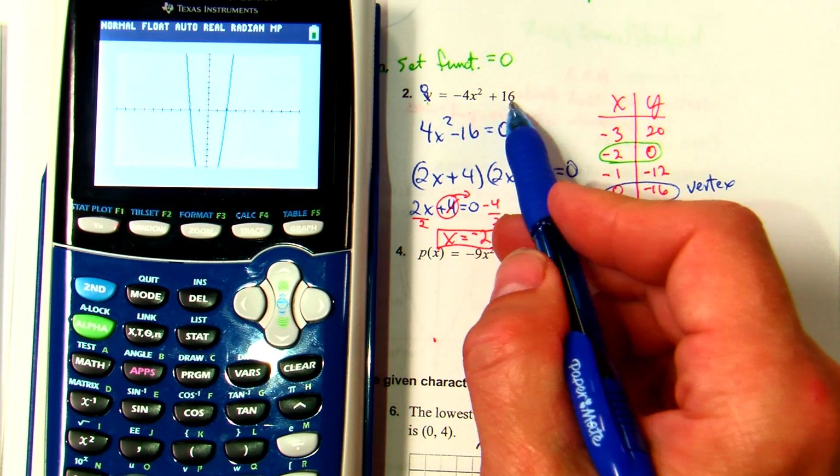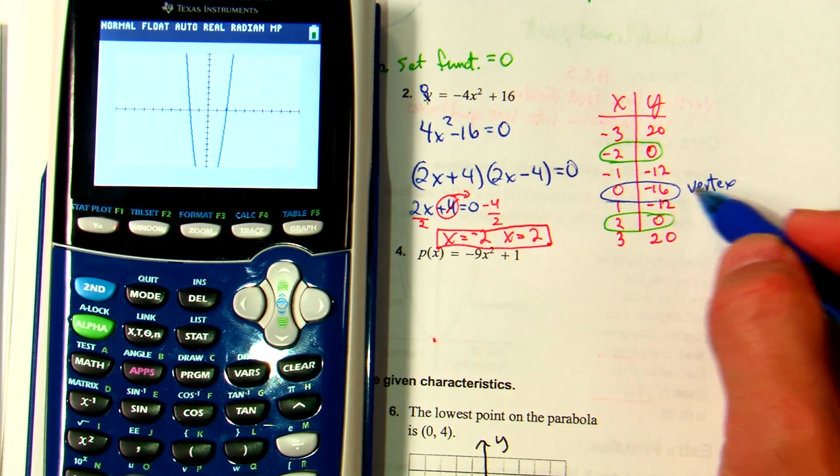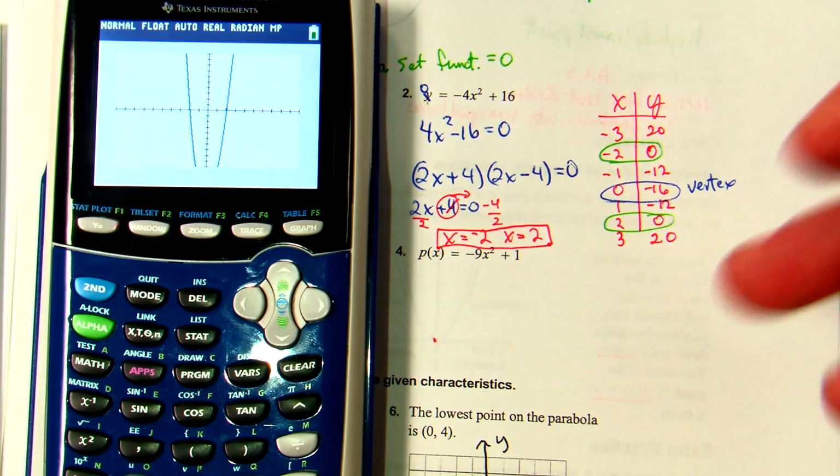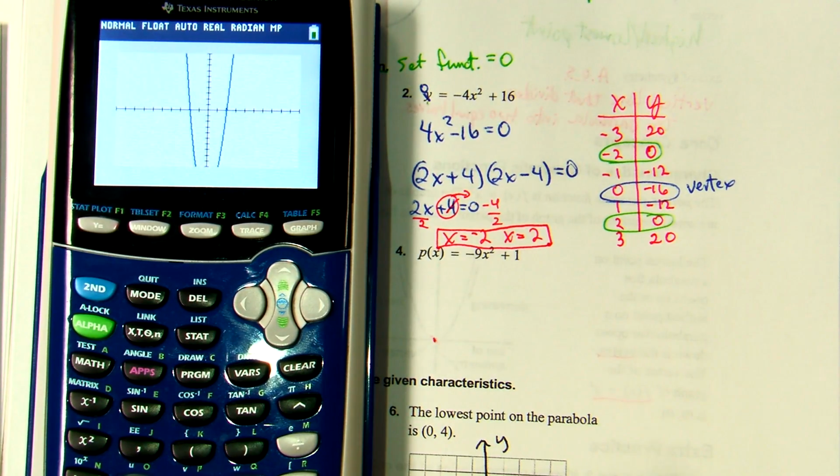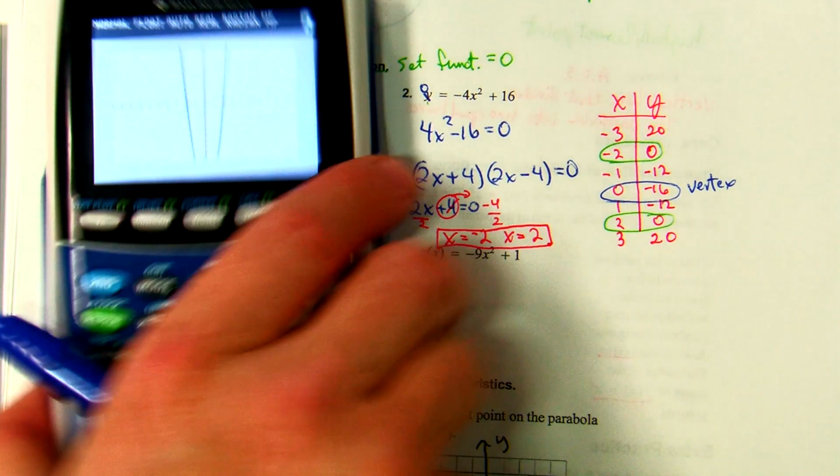If I put in the negative version, I'd still get the same zeros. The vertex would just be positive. This would be flipped over. Okay, so now let's move on to the next one.